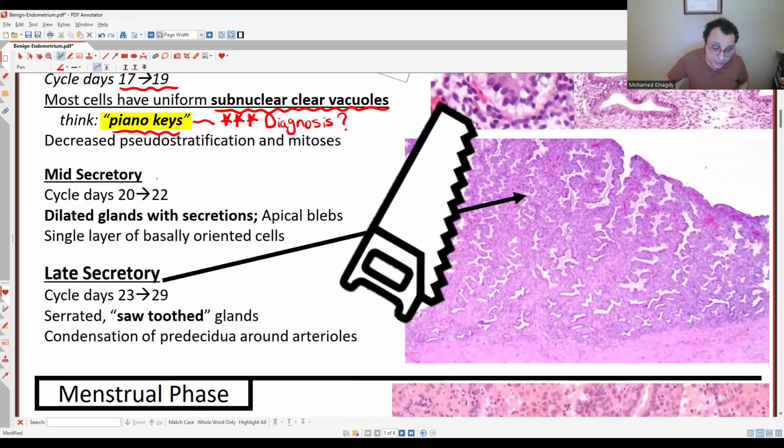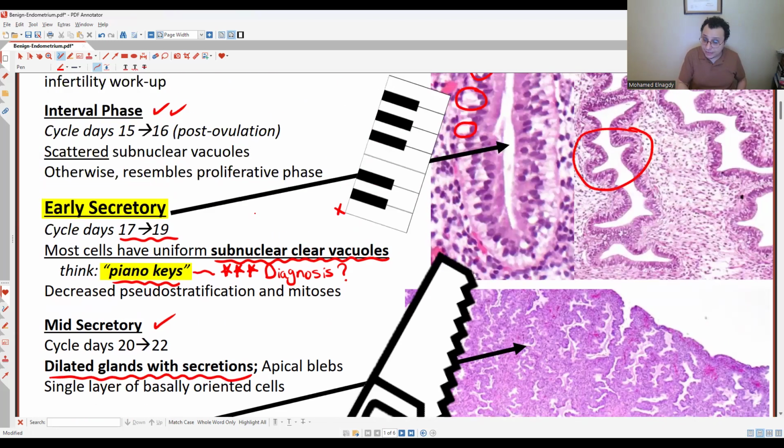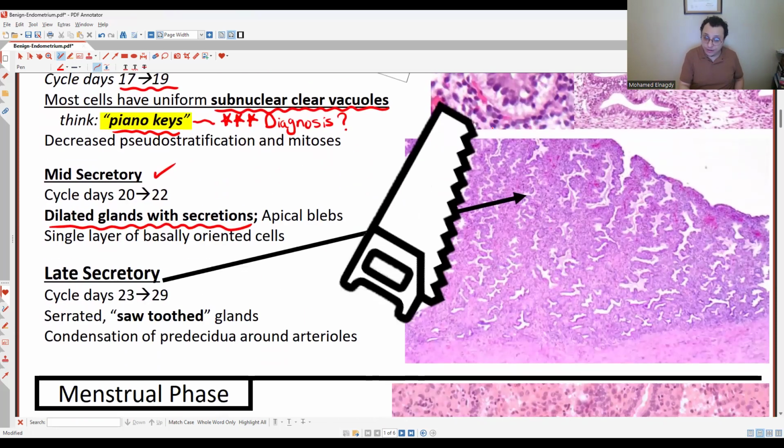Then mid-secretory to late secretory. The mid-secretory also is not so boardable. However, you have the dilated glands, same thing. Glands are dilated, tortuous, and the secretions are there at the apex, at the other side of the cell, near the lumen.